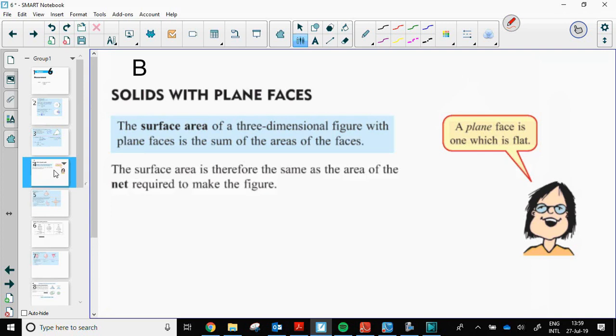And the book likes to consider these by drawing their nets, which is just the image that you get if you imagined flattening out the entire 3-dimensional object. It's completely unnecessary. You do not need to do that. I don't like to do that, but you can if you wish.